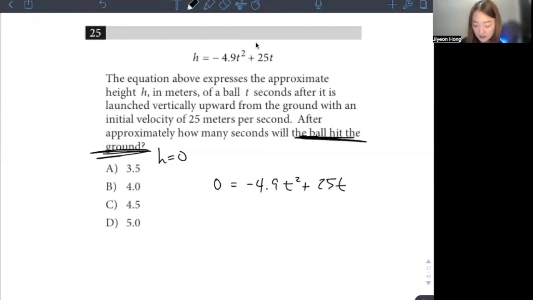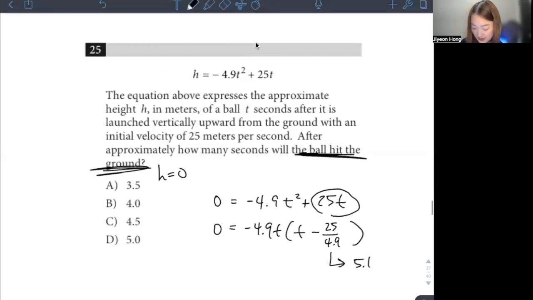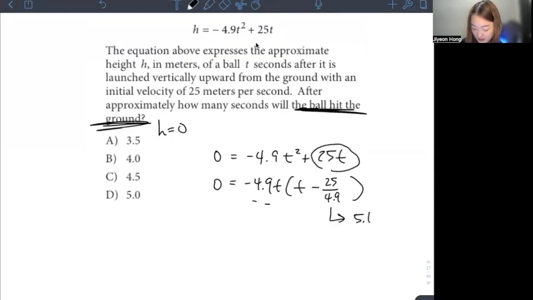And so I'm going to simplify this further. I'm going to take out negative 4.9t, and I get t. And then in order to solve this, don't think about it too complicated. It's basically just the 25 divided by the negative 4.9, so it's negative 25 divided by 4.9. When I solve this in the calculator, I should get 5.1. The t should not be there anymore since I factored it out right here. And so we have t minus 5.1.